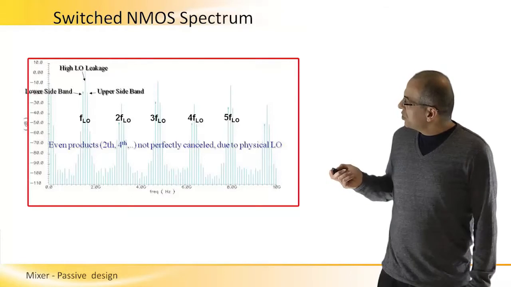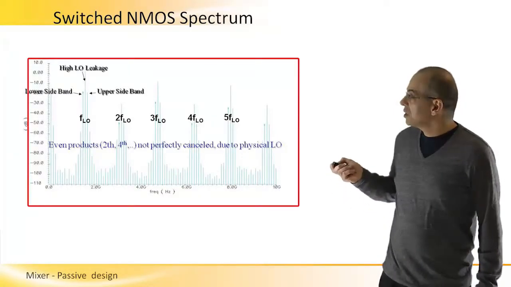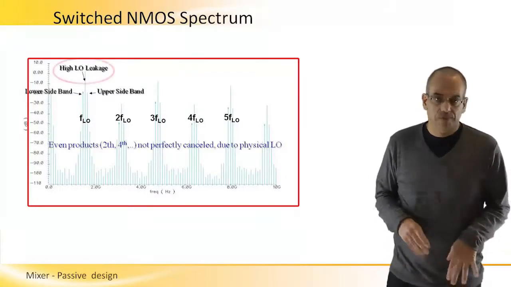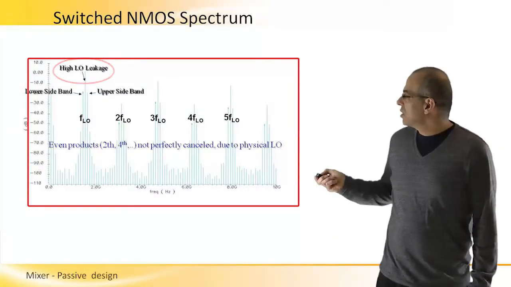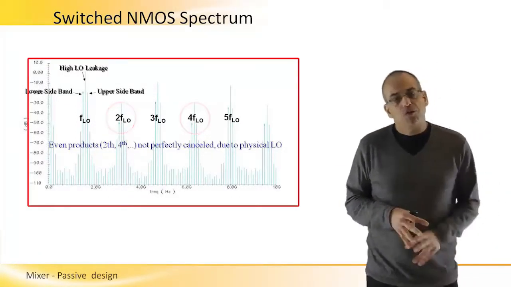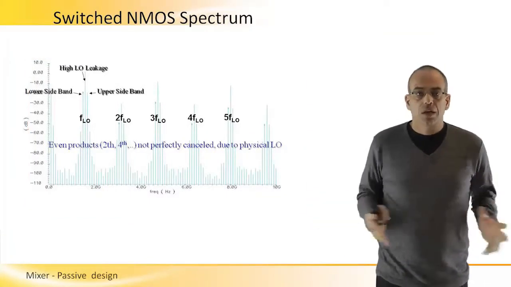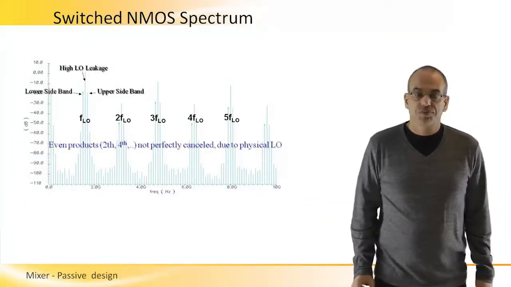So in this picture, there are two things that we will try to improve later on. One is definitely the LO leakage. We want to minimize it. And the second is the even harmonics that, even though they're low, they're not low enough for us to be safe when we design full receivers or transceivers.